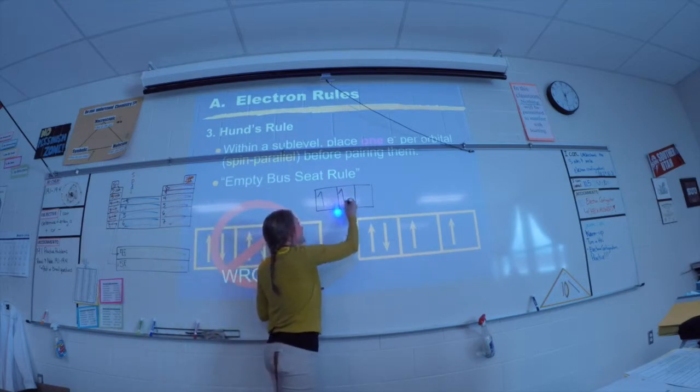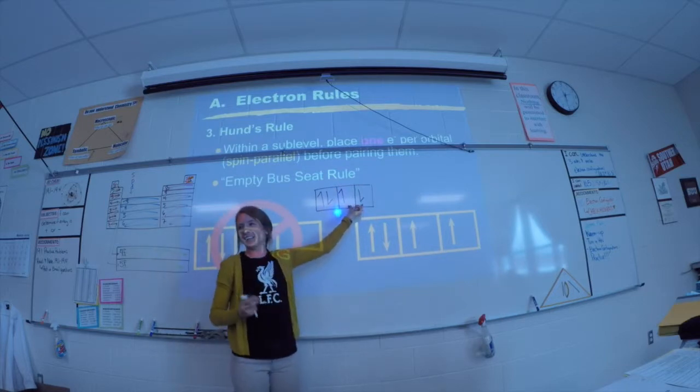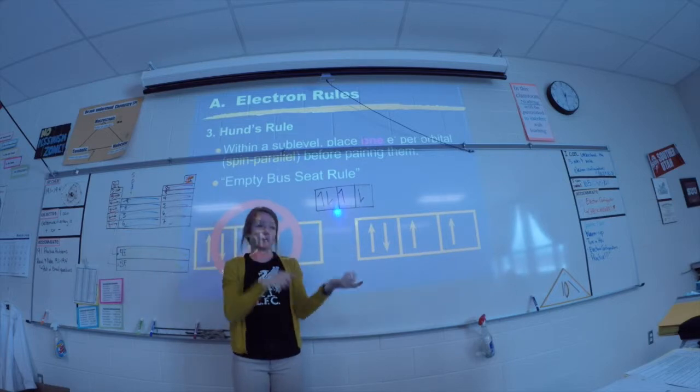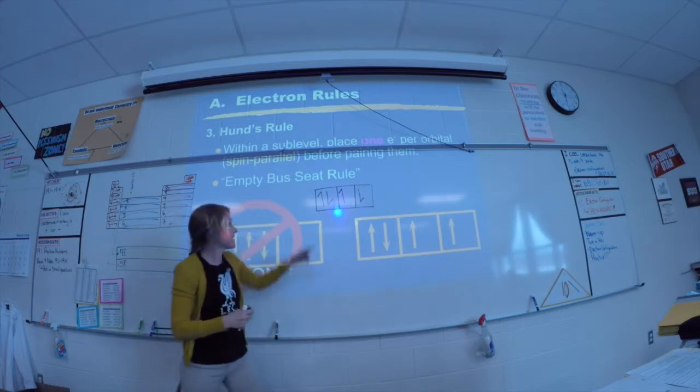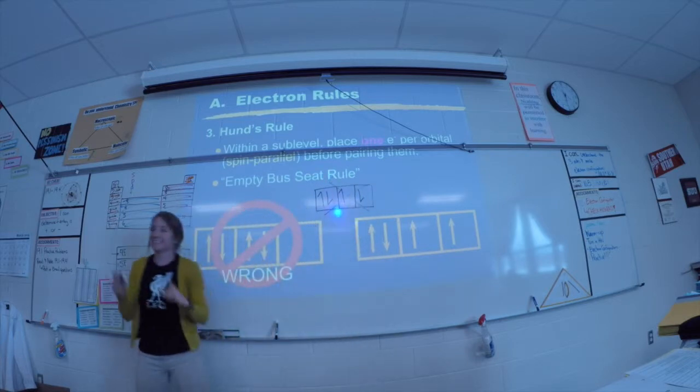So you would never see it like this, where these 2 aren't sharing and they're going in opposite directions. They both are up or they both are down. So that's what it means by spin parallel. So draw that and then put an X. That is incorrect.